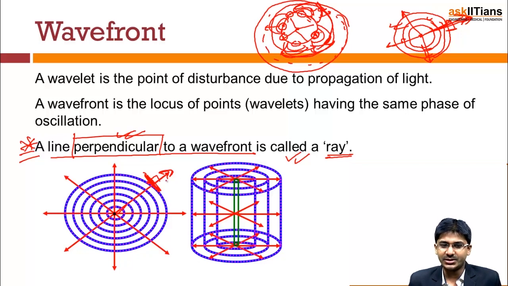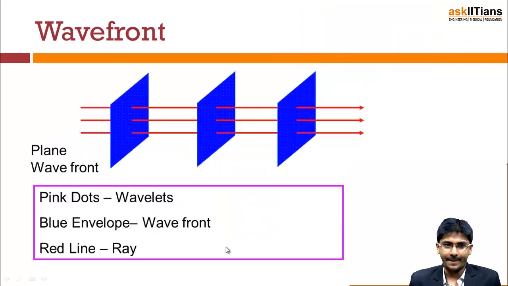Here also you can see this is the light ray. It is going to here. The angle that is being made here is 90. At any point, the angle is 90. Here the angle is 90. Here it's going like this. The angle is 90. So it's always perpendicular.